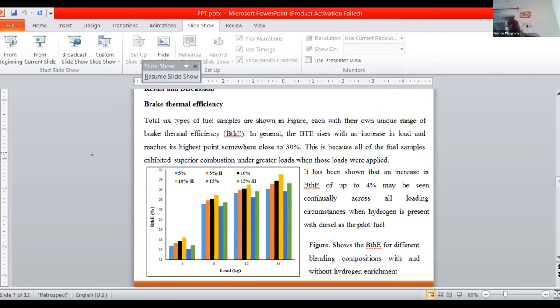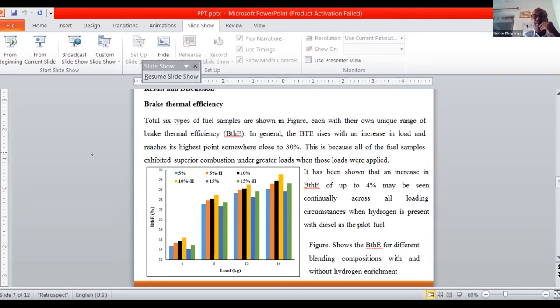Now the results and the discussions. The first parameter which has been analyzed is the brake thermal efficiency. Total 6 types of fuel samples are shown in the figure by different colors, each with their own unique range of brake thermal efficiency. In general, the brake thermal efficiency rises with the increase in the load and reaches its highest point somewhere close to 30% of the load. This is because all the fuel samples exhibited superior combustion under the greater load. It has been shown that an increase in the brake thermal efficiency of up to 4% may be seen across all the loading circumstances when hydrogen is present with the diesel as the pilot fuel.